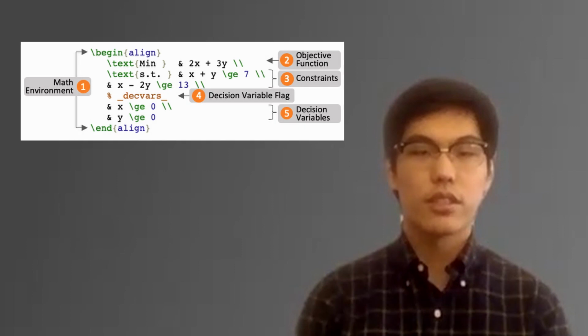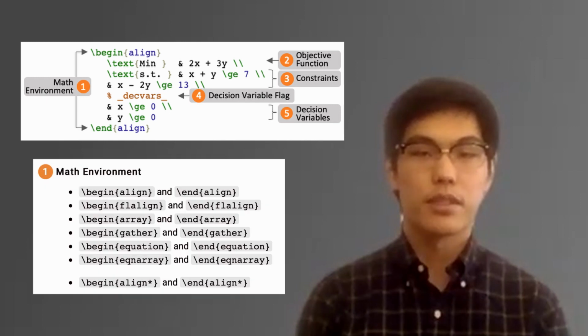Regardless of the input method, tex2solver requires LaTeX code to be formatted with some specific characteristics. Fortunately, these are pretty common for LP and IP formulations. We've really tried to make tex2solver as user-friendly as possible. Each LaTeX representation of a model needs to include these 5 elements. Let's look at each one.